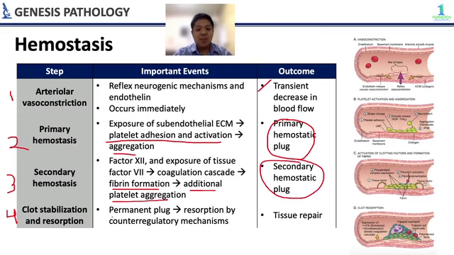And then, lastly, yung permanent plug, magkakaroon ng resorption by counter-regulatory mechanisms such as tissue plasminogen activator, yung TPA, and then it results in tissue repair. So, syempre, you don't want that area to be clotted forever naman, di ba? You want to restore blood flow, kaya nagkakaroon ng counter-regulatory mechanisms. So, kaya bumabalik siya sa normal.